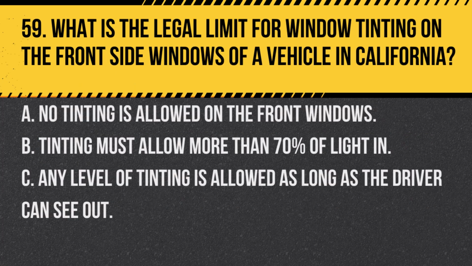Question 59. What is the legal limit for window tinting on the front side windows of a vehicle in California? A. No tinting is allowed on the front windows. B. Tinting must allow more than 70% of light in. C. Any level of tinting is allowed as long as the driver can see out. Answer B. Tinting must allow more than 70% of light in. This regulation ensures that drivers have sufficient visibility while driving.